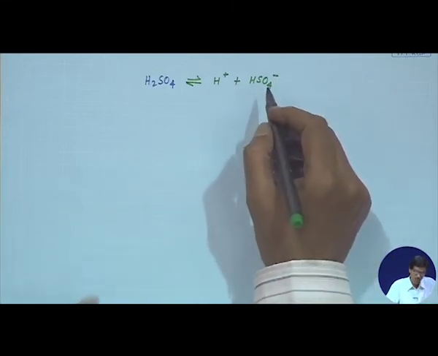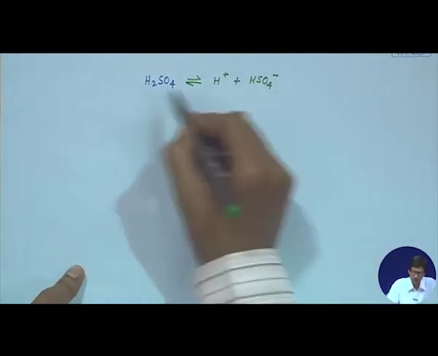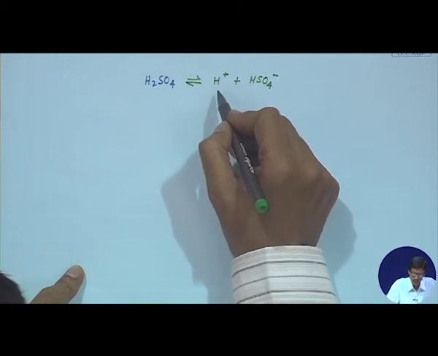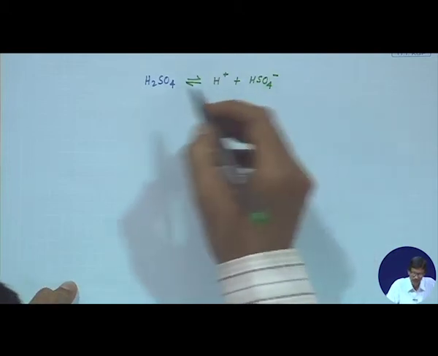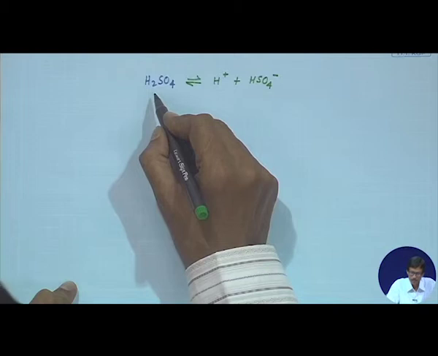So, this particular one is a strong acid. The first step of dissociation, that means removal of the first proton from sulfuric acid, goes towards the right hand side. So, it is a strong electrolyte.